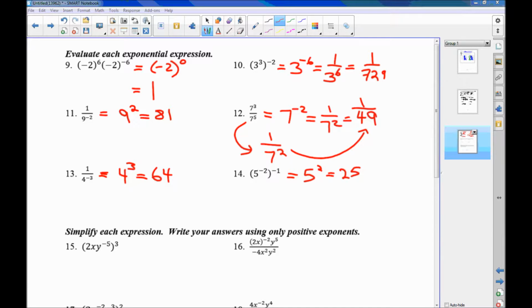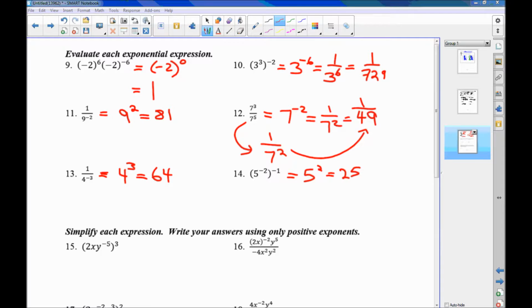Okay. Now, with all these problems, 9 through 14, you could just type them exactly the way they are in your calculator and get the right answer. But you need to practice them trying to use your exponent rules instead, because when we get to the bottom ones, you can't do that. You can't type x and y with exponents into your calculator and get it to simplify.